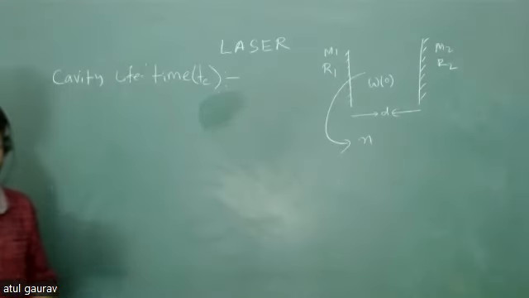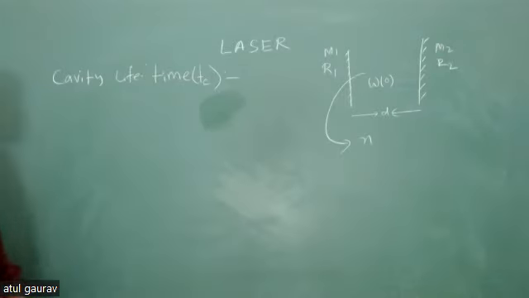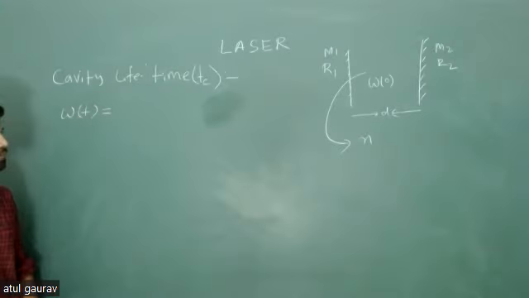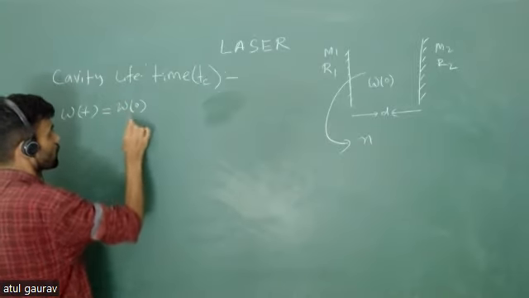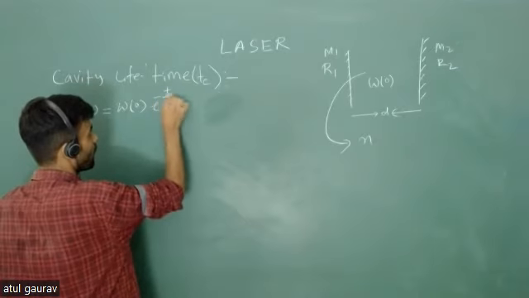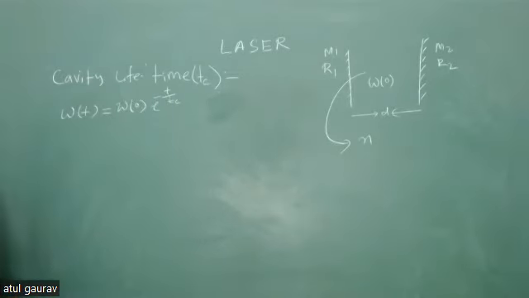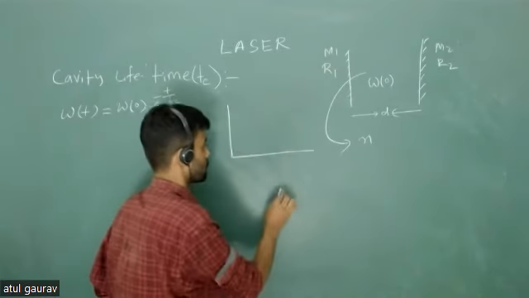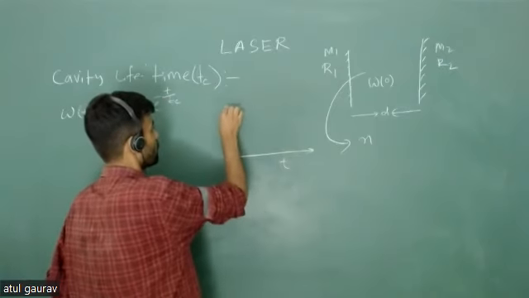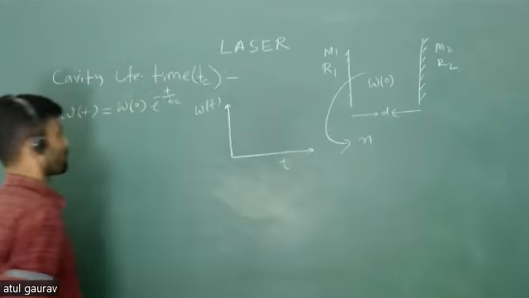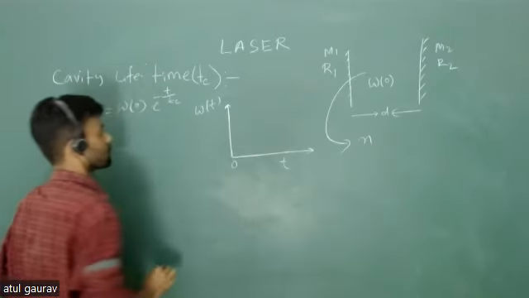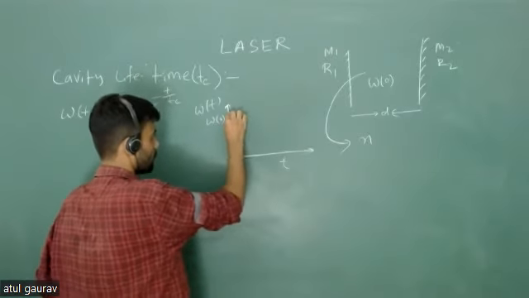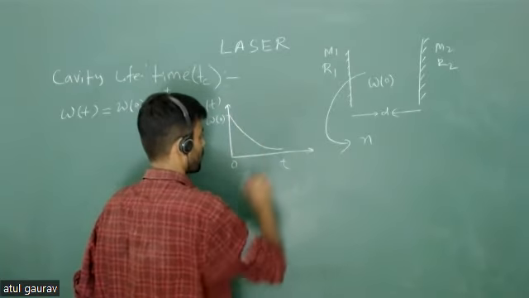If W0 is the initial energy stored, then after time t, the energy left inside the cavity is W0, initial energy, times exponential of minus t by Tc. If you plot it, how will that energy decrease? I'm taking time along the x-axis and the energy left after time t along the y-axis, and this will be the origin. Initially it is W0 when time is 0. Then it will start exponentially decreasing.